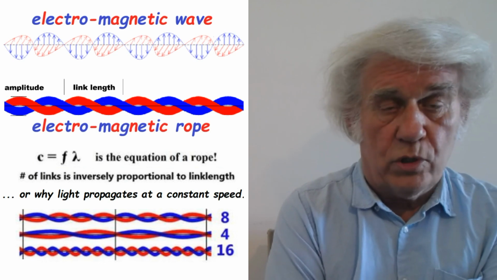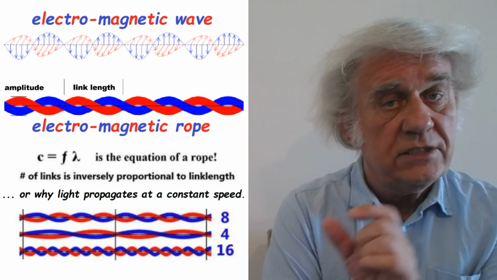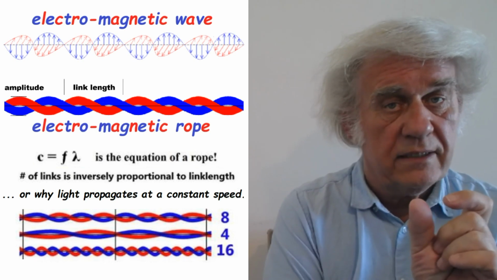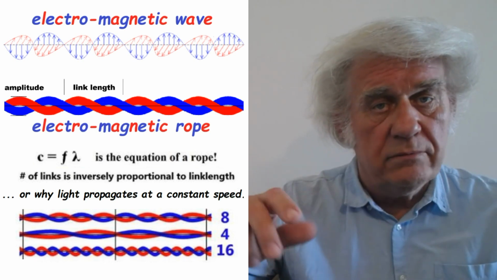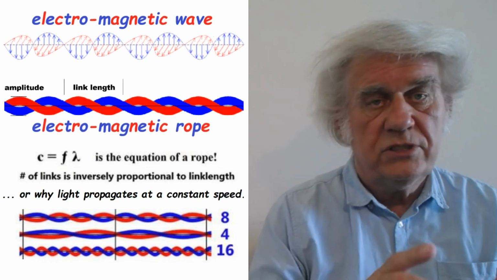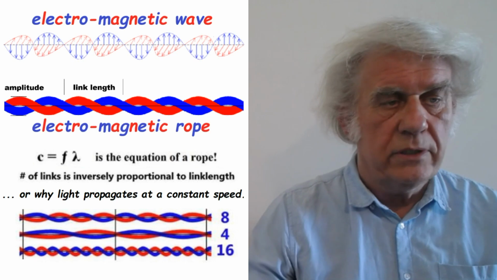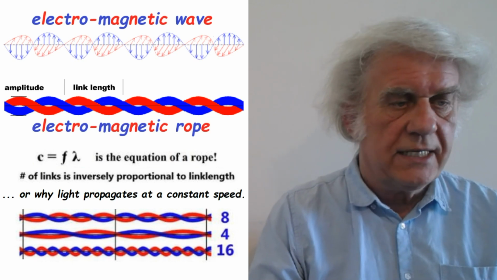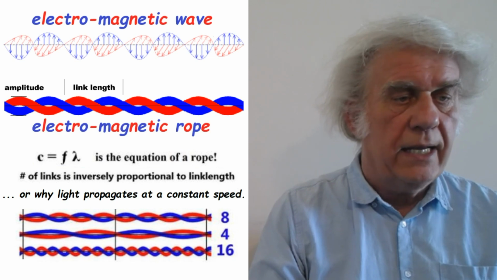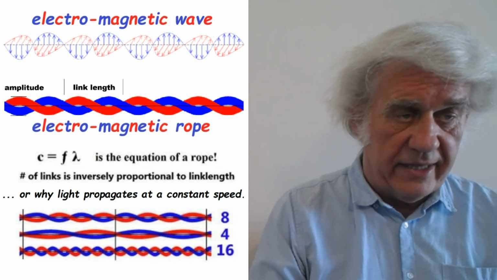If you torque a rope, the more you torque it, the more links you're going to get, and each link, wavelength, link length, is going to be shorter. And vice versa. If you untorque the rope, what you see is the links getting longer, and you have fewer links for a given length of rope. Period. We're done. We have an explanation for why little c is a constant, because it's mediated by a rope and not by an electromagnetic wave, whatever that is.